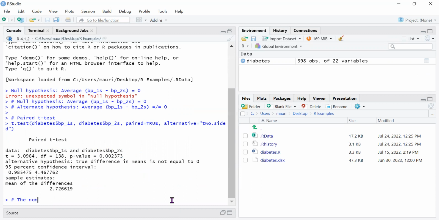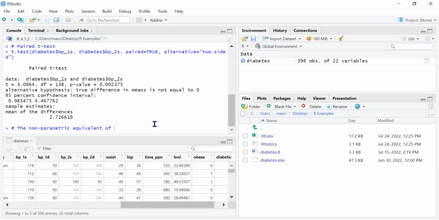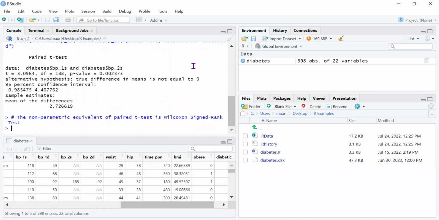The non-parametric equivalent of the paired t-test is your Wilcoxon Signed-Rank Test. Same hypothesis.